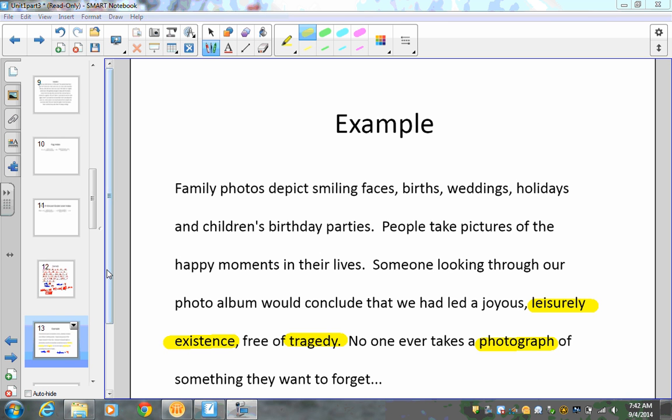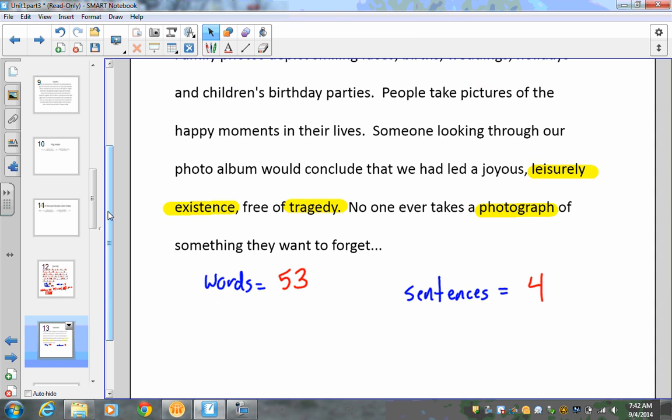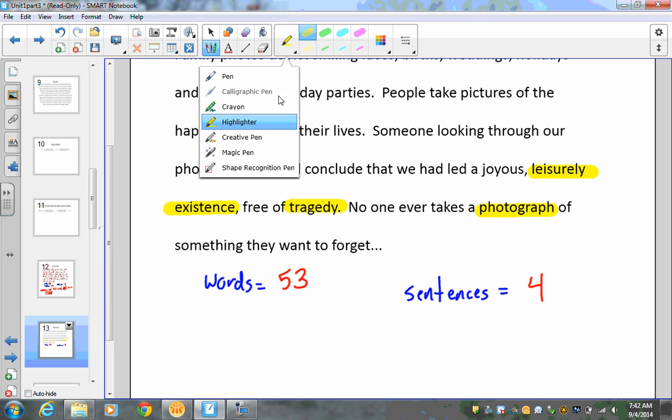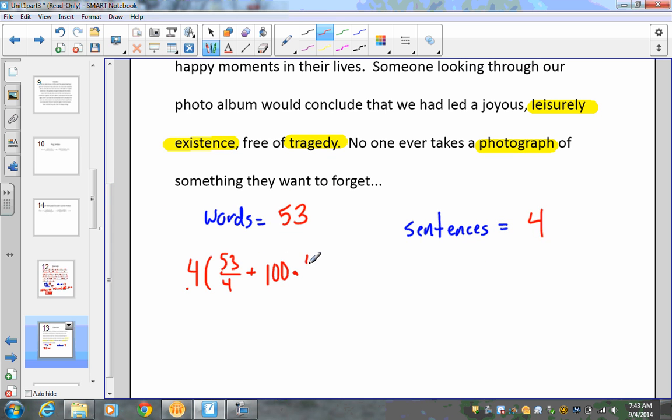Okay, so I went ahead and highlighted all my complex words, so let's go ahead and do this again. My complex words is going to be a total of 4. So let's go ahead and do the formula. That is going to be 0.4 times the number of words, which is 53, over the number of sentences, plus 100 times, that's a times sign, 4 over 53. And once again, we're going to multiply it.